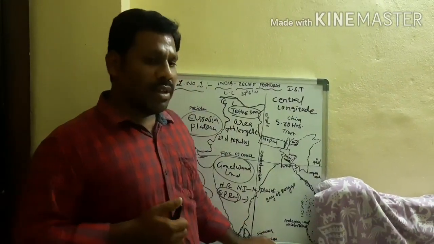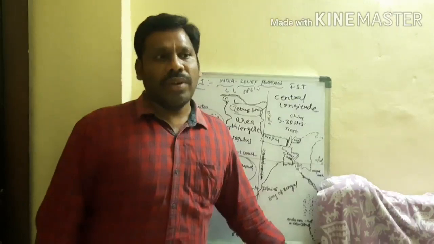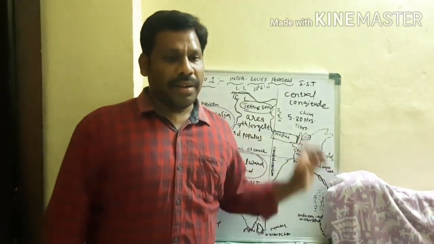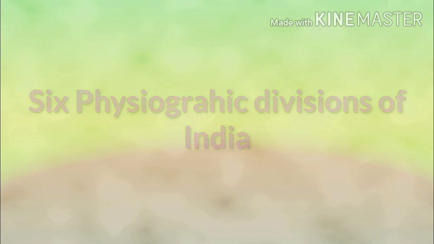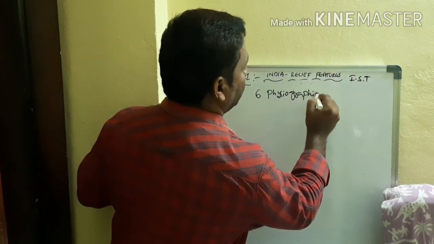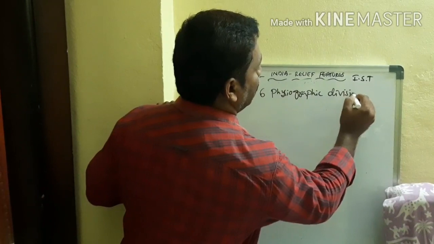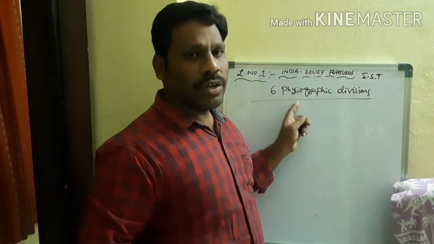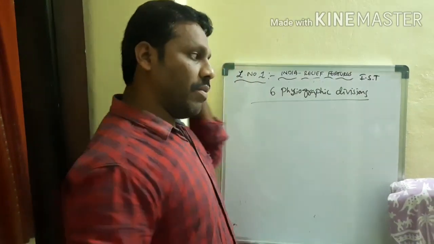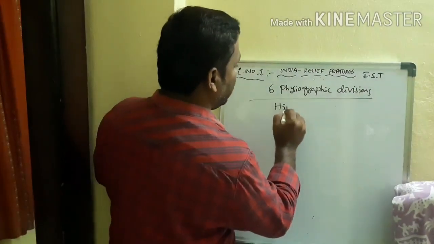Now we'll discuss the physiographic divisions in the Indian relief features. How many are there? Six physiographic divisions of India. We will discuss them one by one. What are they? First one is what? Himalayas.